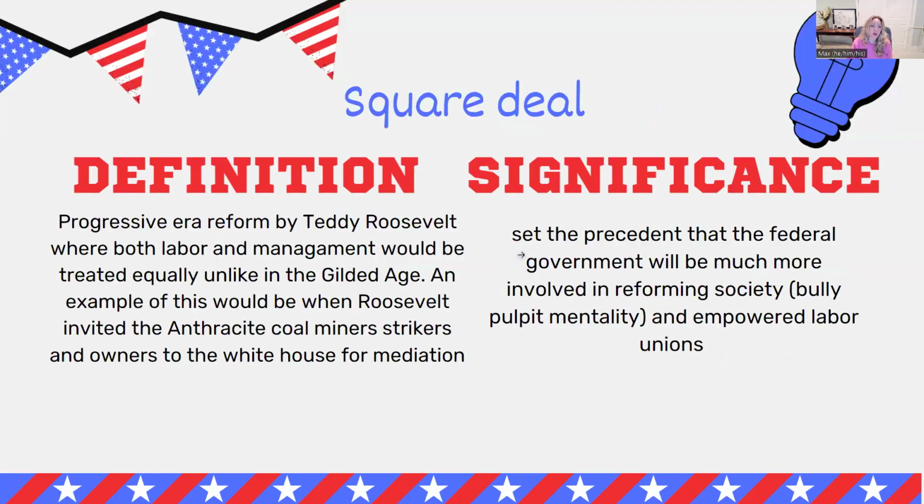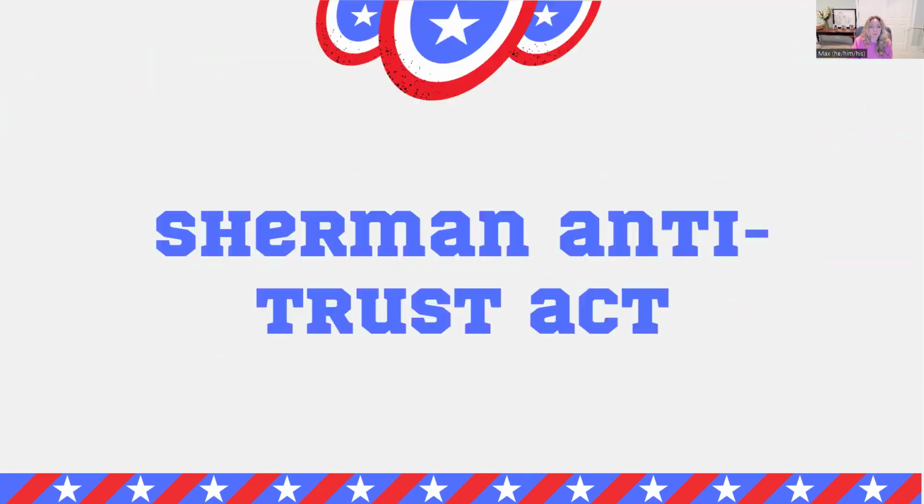Square deal. Another Progressive Era reform by Teddy Roosevelt, where both labor and management would be treated equally, unlike in the Gilded Age, when they always sided with management in all the strikes. An example of this would be when Roosevelt invited the anthracite coal miner strikers and owners to the White House for mediation, and they hashed out a compromise. This set the precedent that the federal government will be much more involved in reforming society, that bully pulpit mentality that Roosevelt had, where he should be reforming society and coming up with the agenda of what he sees as wrong and what we should do next. And it also empowered labor unions. It kind of got their mojo back.